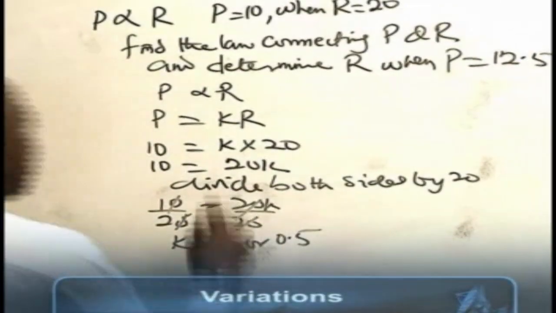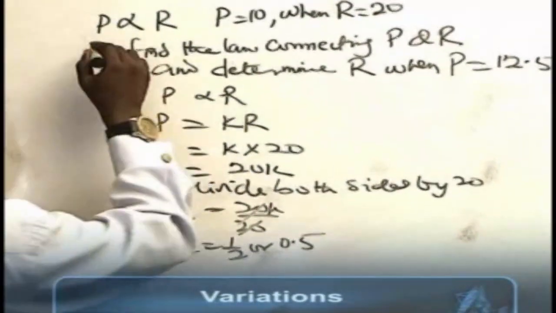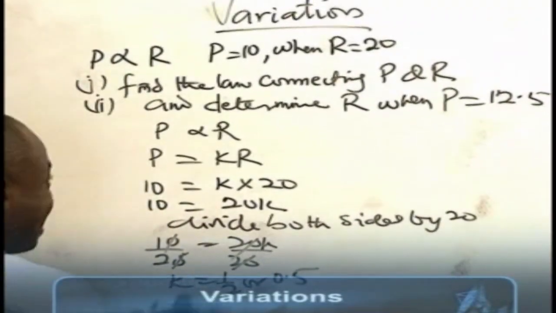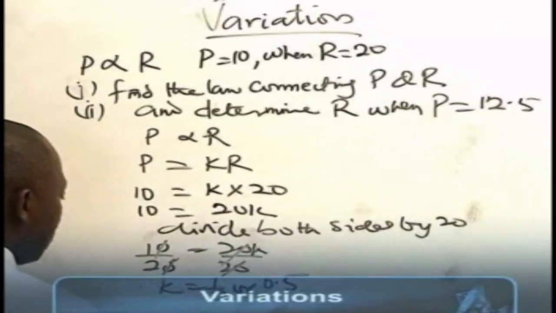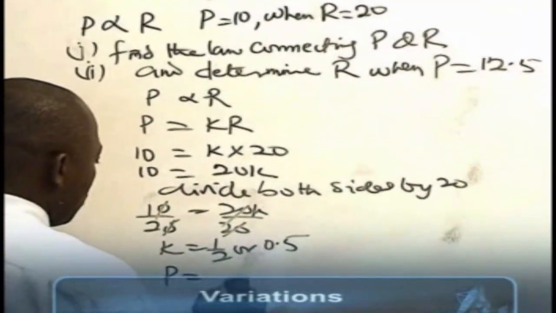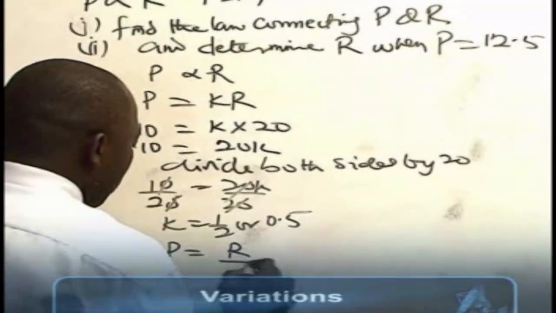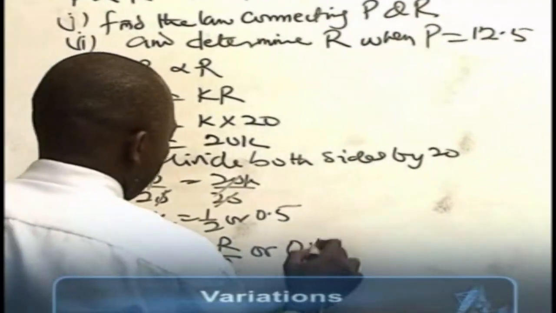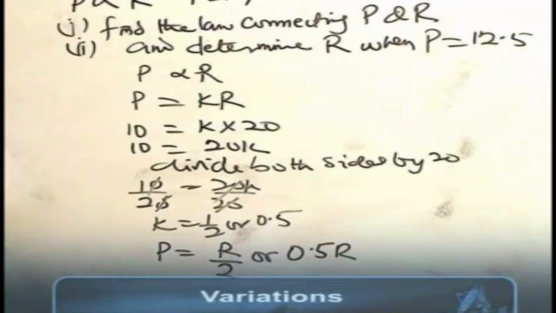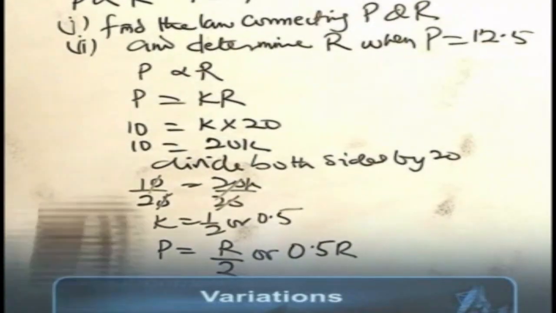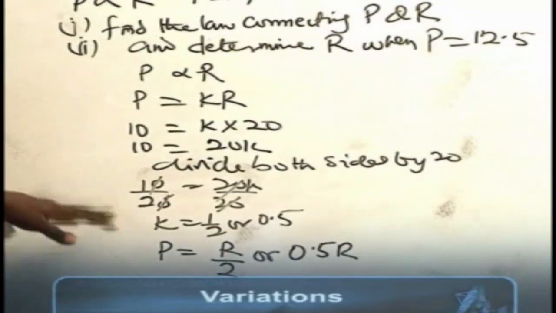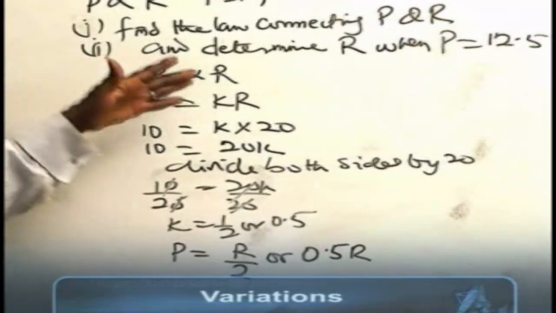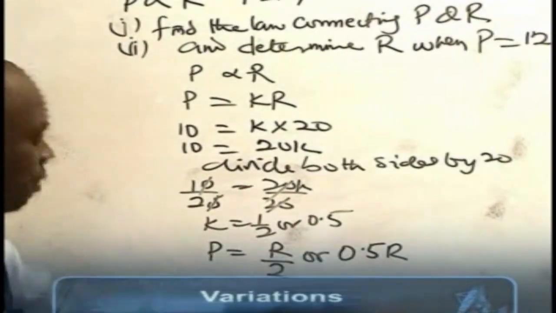So the first question, A1, the connecting law between P and R is P equals R over 2. Or better still, 0.5R. Either one you write will be correct. How did I get that? We already said P equals KR. Now we know K. K is half or 0.5. So you can say R over 2 or 0.5R.